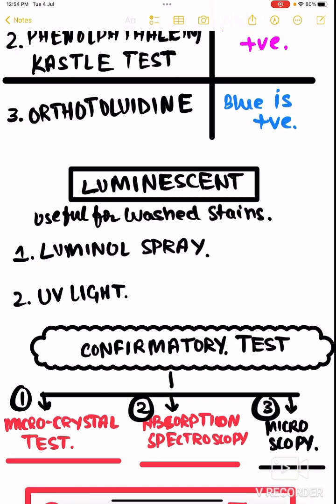Then coming to the luminescent test, we spray luminol or apply UV light to the stains, for example, washed stains. For example, there is a cloth with a red colored stain, and we want to know whether it is really blood or some other colored dye that has been put on the cloth. For that, we can use UV light or luminol spray. If that gives a luminescent color in darkness, that means it is a sample of blood, right?